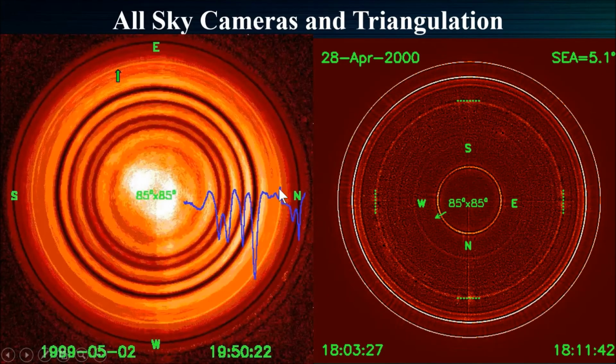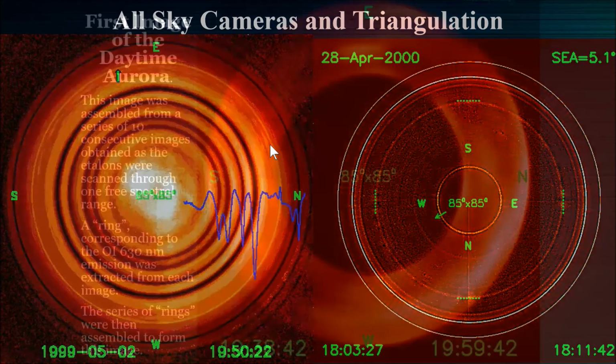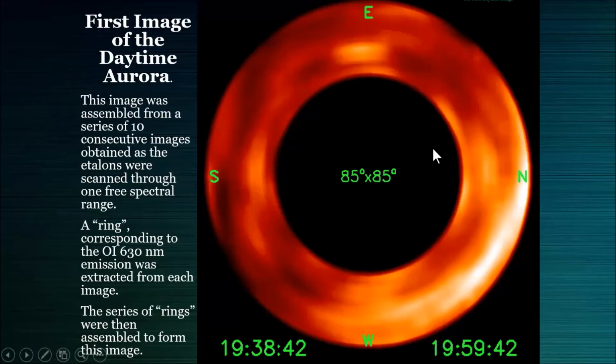So again, the oxygen emission, you see this blue feature here, corresponding to this bright ring. This is done by basically putting these rings together, and then we get the first ever image of the aurora during daytime, as shown here. Bright features and dimmer features. This is basically by putting 10 consecutive images, smoothing these as the Fabry-Perot etalon is scanned through one complete free spectral range. So that's the way this image has been built up.